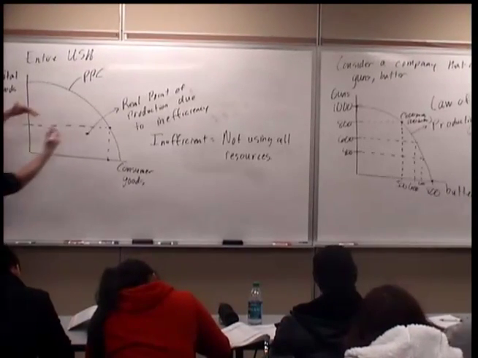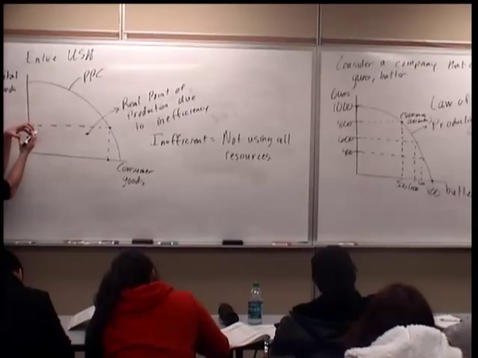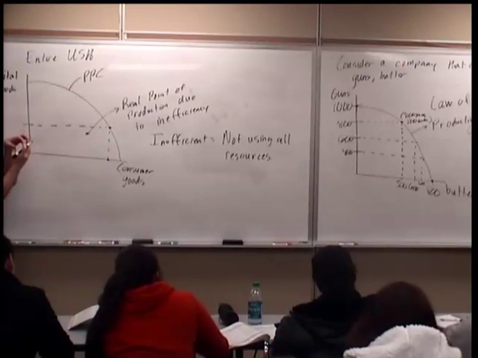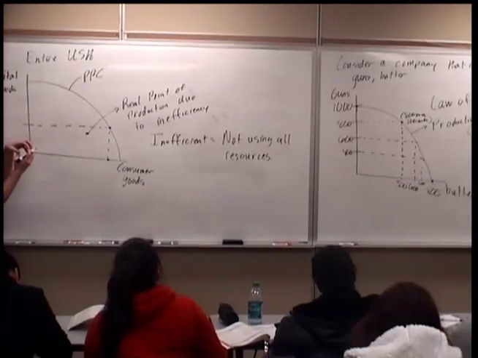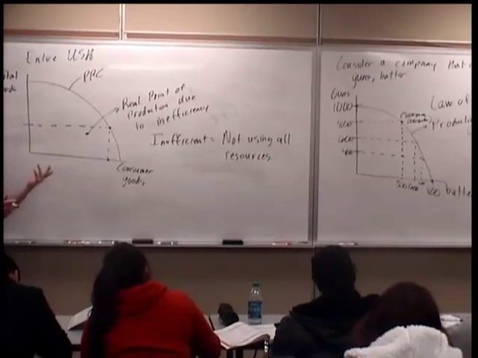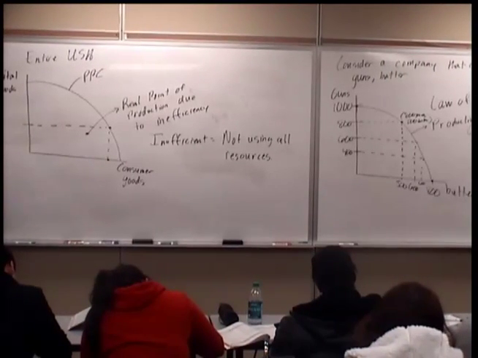Any point inside a production possibilities curve is a point that you could be producing at as a nation, but you would be doing it inefficiently because some part of your resources would be inactive or not being used, i.e., anytime you have any unemployment.